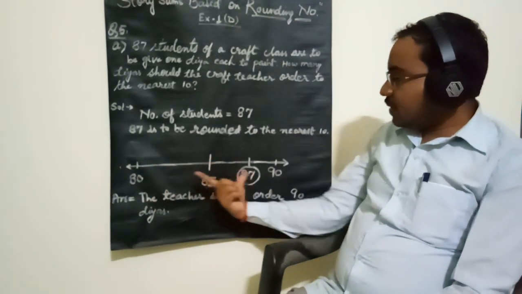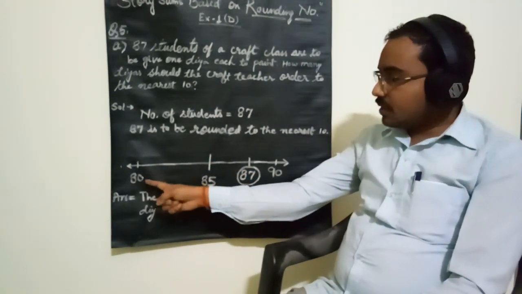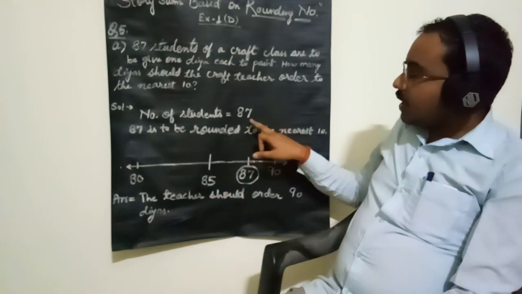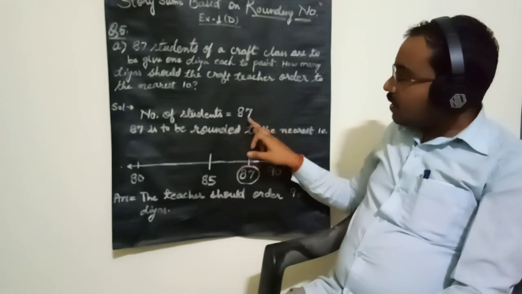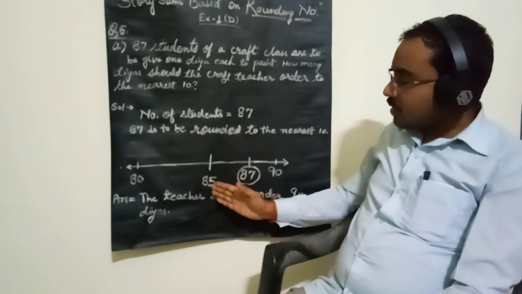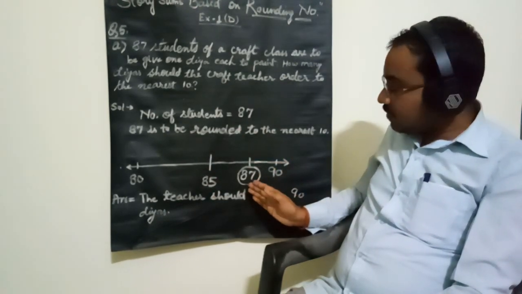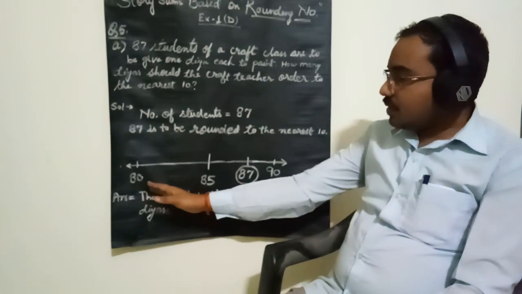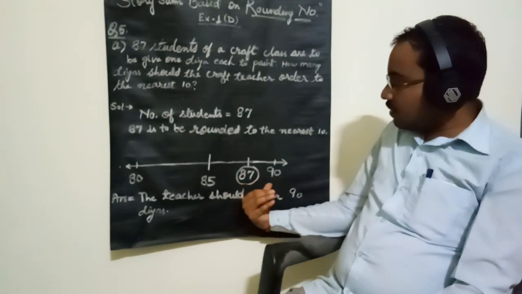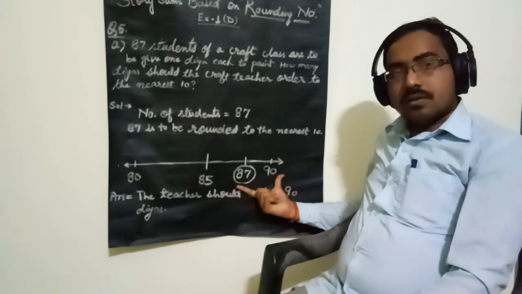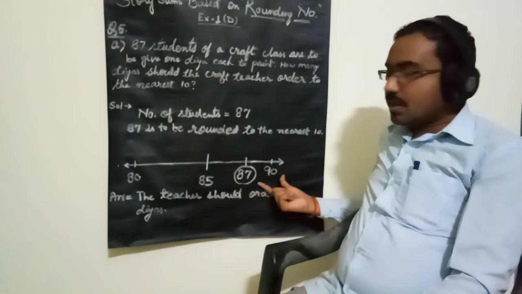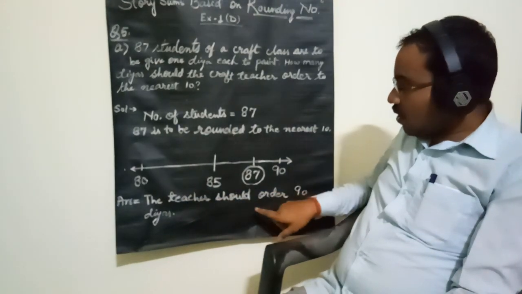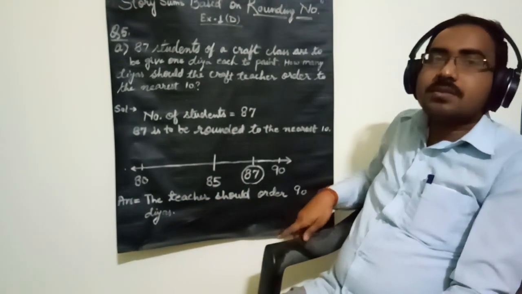That is why I have made a number line, and I have written the margins, 80 and 90, and the halfway, 85. You can see we compare 87 and 85. 87 is bigger than 85, so it will come just after 85 but before 90. Now you can see the distance of 87 from 80 and the distance of 87 from 90. This one is closest, that means 87 is nearest to 90. So it's very clear that the teacher should round the figure and order 90 diyas. I hope it is very clear to you.